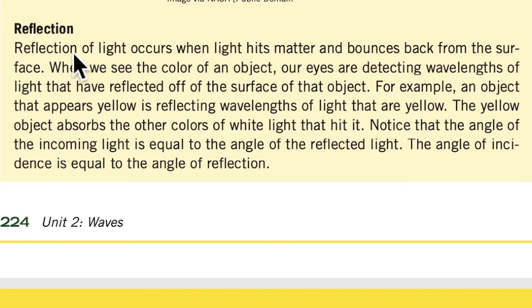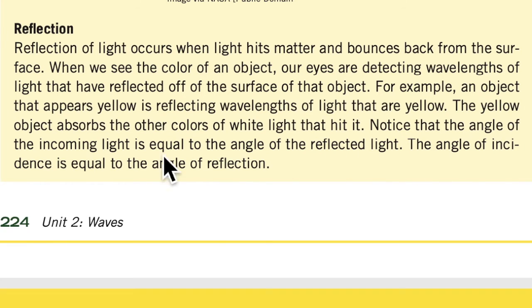Reflection. Reflection of light occurs when light hits matter and bounces back from the surface. When we see the color of an object, our eyes are detecting the wavelengths of light that have reflected off of the surface of that object. For example, an object that appears yellow is reflecting wavelengths of light that are yellow. The yellow object absorbs the other colors of white light that hit it.